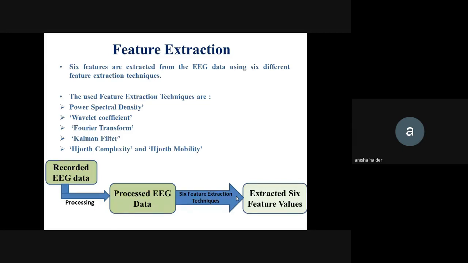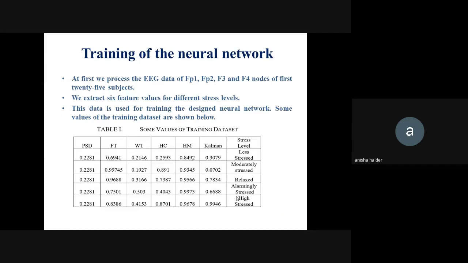So recorded EEG data, then processing, then processed EEG data, then 6 feature extraction techniques, and extracted feature values are there. Just one training data set has been given. This is for one data, one moment's data. When the person is solving the second question paper, say these are his data. The power spectral density is 0.2281. Fourier transform is this one. Wavelet coefficient is this one. Hjorth coefficient is this, and the HC.